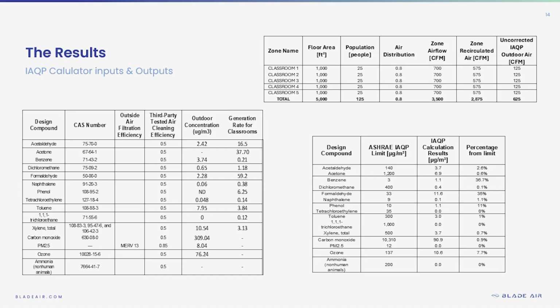Good is 5 CFM per person. Multiply that by the 125 people in our 5 classrooms, and we can get very, very clean air by just bringing in 625 CFM of outdoor air, and the rest of it be recirculated. And so that's summarized in the top right, where you see the zone recirculated air and uncorrected IAQP outdoor air. Essentially what I've done is I've taken the same 3,500 CFM of supply air and redistributed it as 625 CFM outdoor and 2,875 CFM recirculated, and still I'm ensuring that I have nice and clean air.